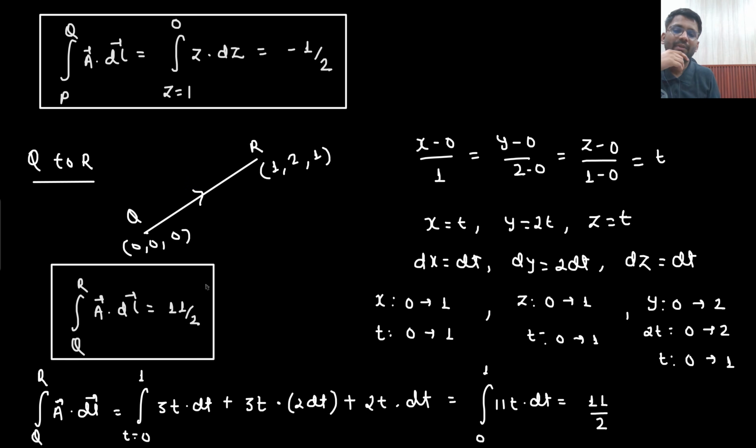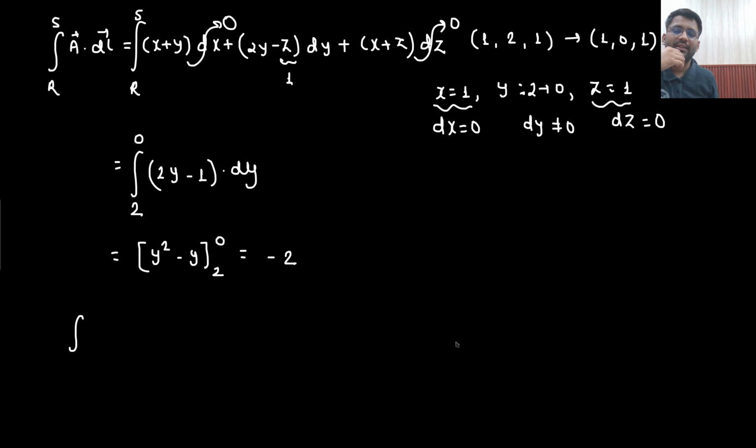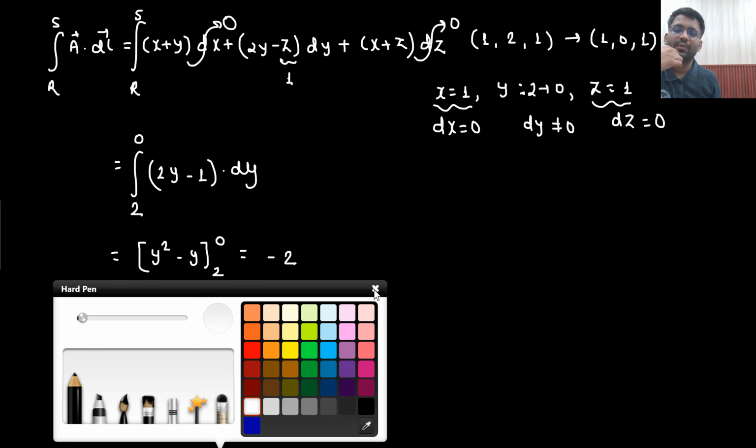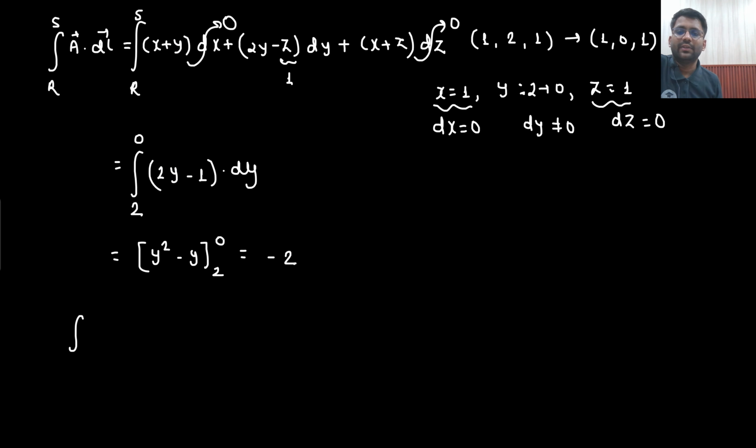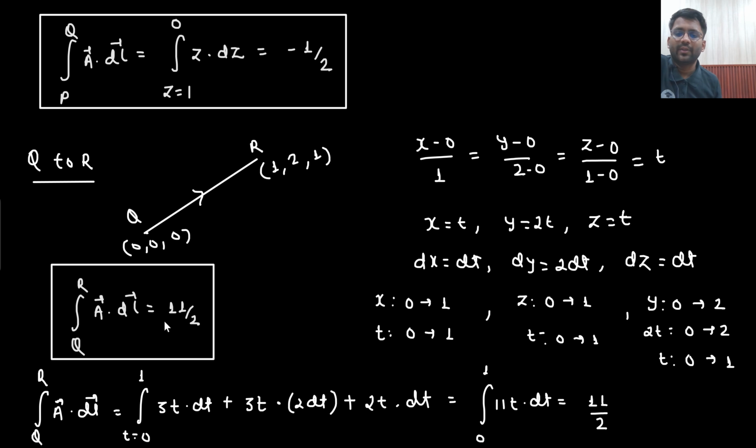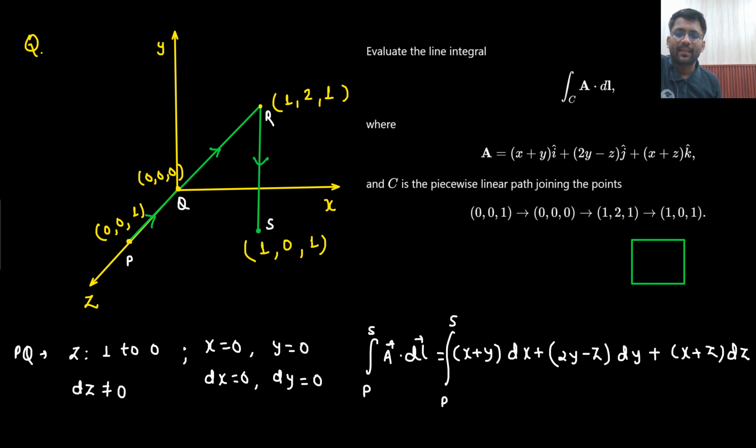What answer are we getting? Minus 1 by 2, 11 by 2, and here the answer that we are getting is minus 2 from 2 to 0. 2y minus z, did we write down 2y minus z, x plus y dx, x plus z dz? What is the value of z? Value of z is 1 only, correct? So what will be the integral? Y square by 2 minus y, 2 to 0: 0 minus 2 square will be 4 minus 2, minus 2. So what is 11 by 2? 11 by 2 is 5.5. Everything goes correct only. Where is the error?